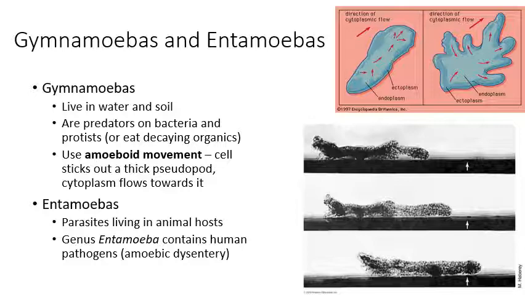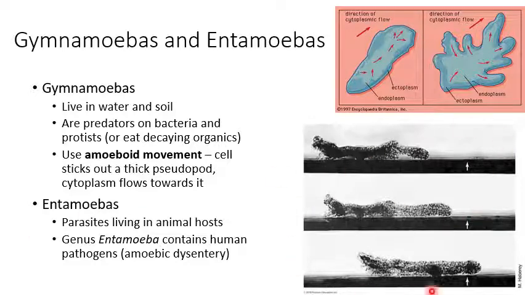The Gymnamoebas live in the water and in the soil. They're mostly predators that eat bacteria or other protists, but some of them are more like scavengers that would eat decaying organic matter. They all have their pseudopods, of course, so they move using something called amoeboid movement, where they stick out a pseudopod and it attaches to a surface, and then the whole cell moves towards that pseudopod, and then they stick out a new pseudopod.